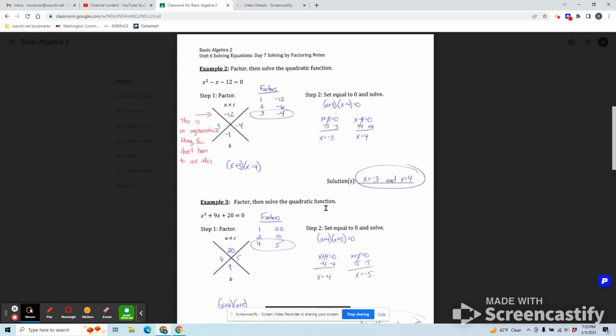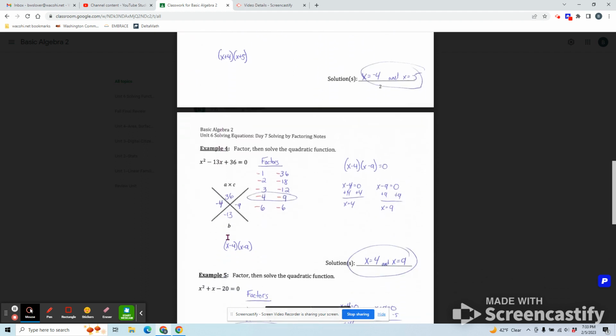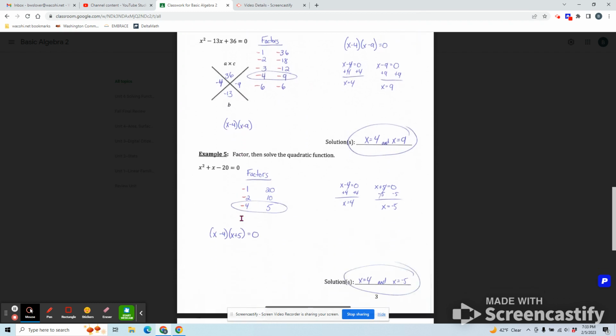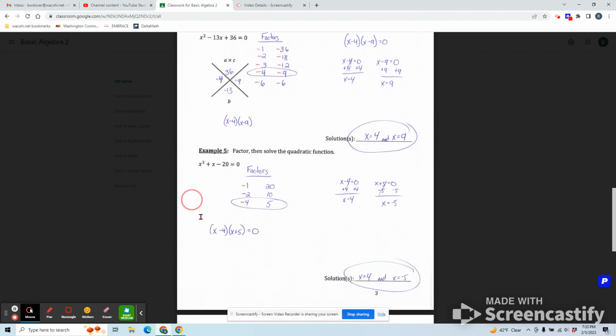Now the rest of the examples. Two things of note. Number 1, you do not have to use this, just like I wrote here, it's an organizational thing. Same thing here and on the other ones. You do not have to use that. This is how I taught it. Okay, so just listing your factors, figuring out which ones add to your middle number, and so on and so forth.